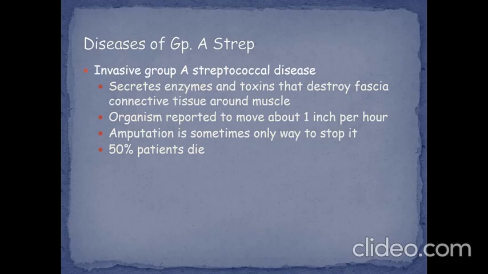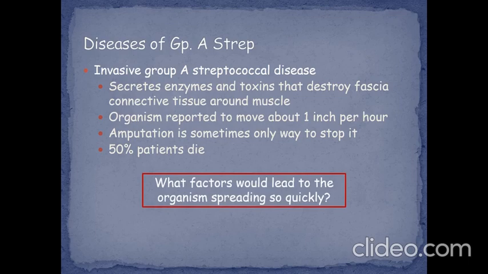Now, one more point on here before I move on. I said it secretes enzymes and toxins that destroy the fascia. So what factors would lead to the organism spreading so quickly? I just want you to think about that for a second. We talked about them. These are all the virulence factors we've talked about, and it's pretty much all of them in combination. So to be a necrotizing fasciitis, you have to have a lot of these in there.